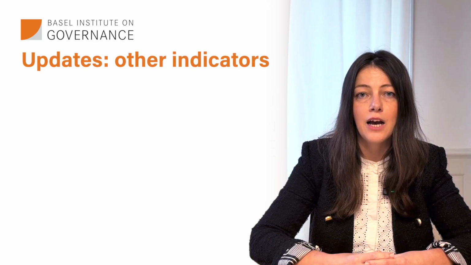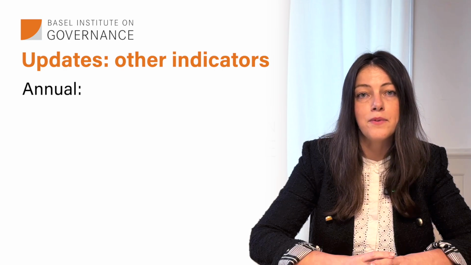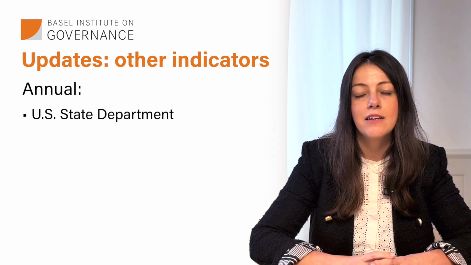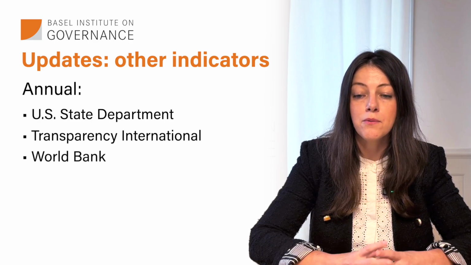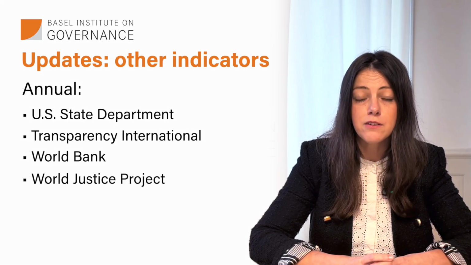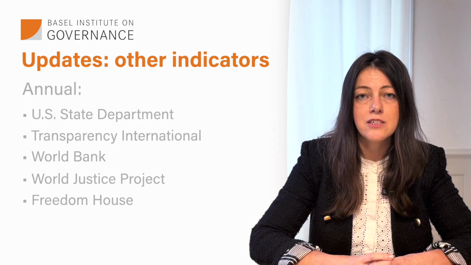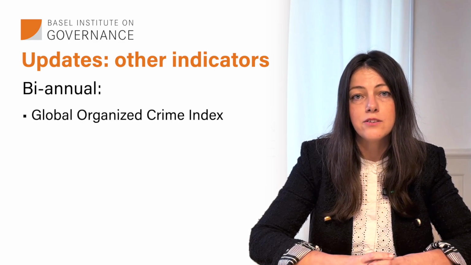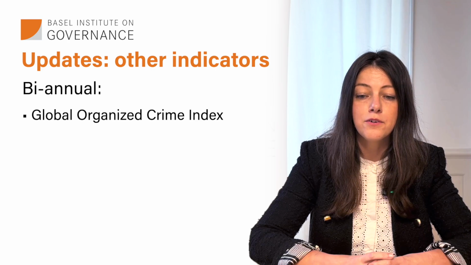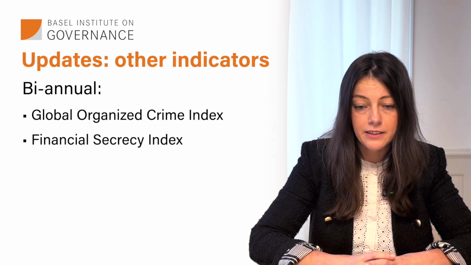In terms of other indicators, they are mostly updated annually. They are indicators from the US State Department, Transparency International, the World Bank, the World Justice Project, and Freedom House. All of them are updated annually. We have 2 indicators with biannual updates: the one from the Global Organized Crime Index and the one from the Tax Justice Network Financial Secrecy Index.